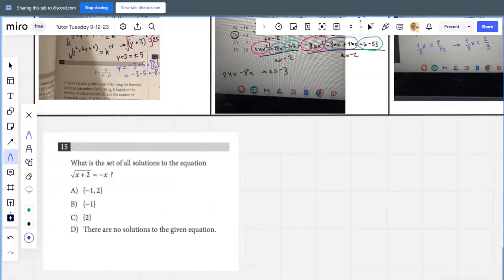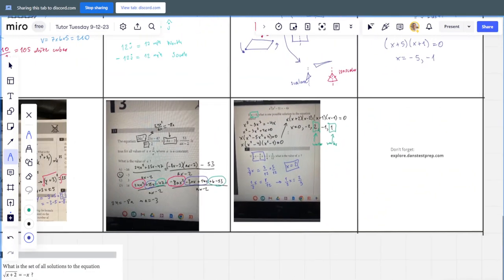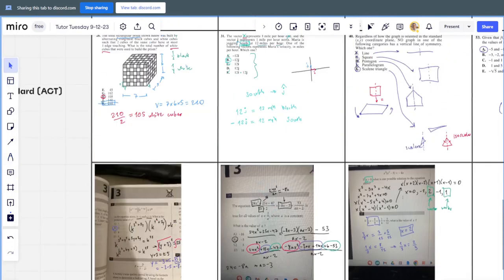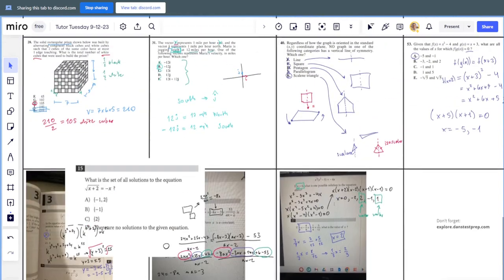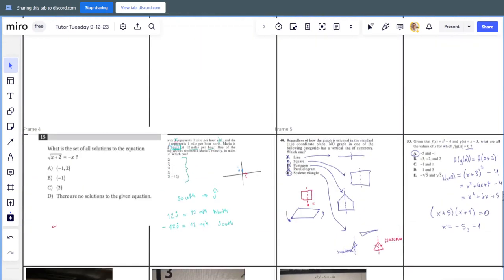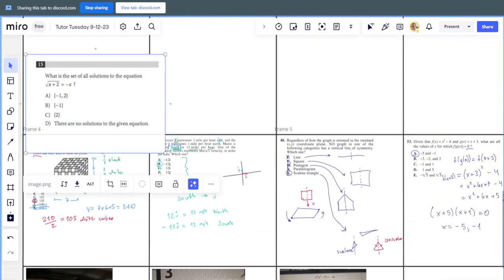Ooh, okay. Don't know if I have space for this last one to put into the grid. Let me put it right up here, actually.